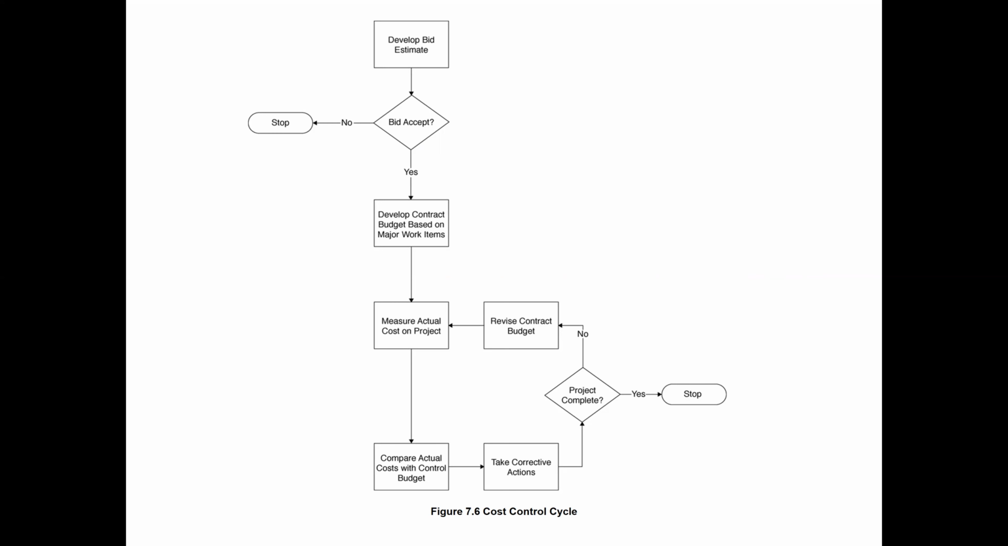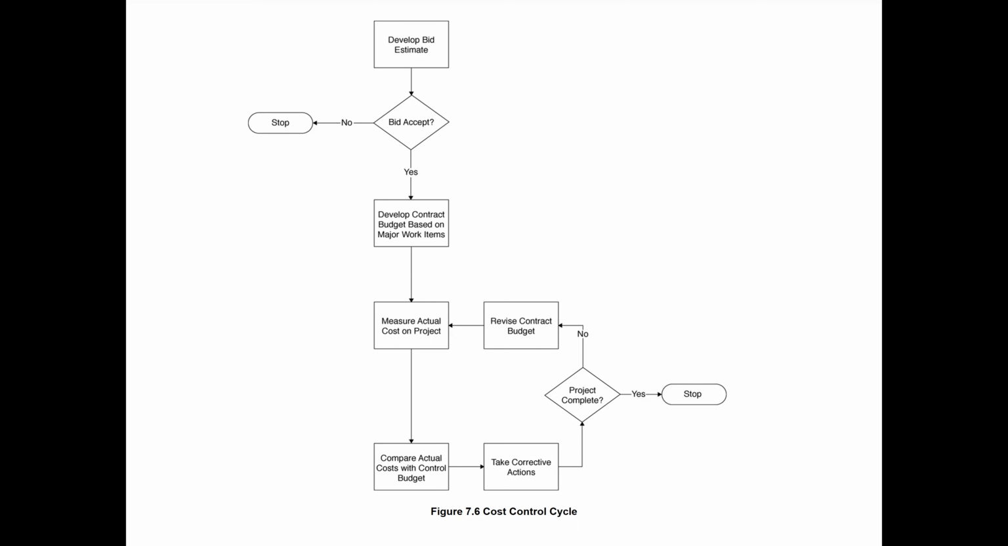Measure actual cost on the project. Okay, measure actual cost. Compare actual cost with control budget. Now, because you are building the project, you will be buying the material from the market, so it will be actual cost. Okay? Compare your actual cost with that planned estimate that you prepared during the bid preparation. So that will be like your baseline. So if there is a difference, take corrective actions.